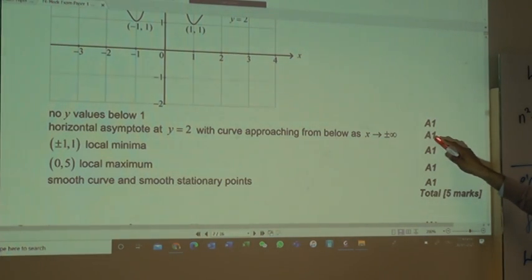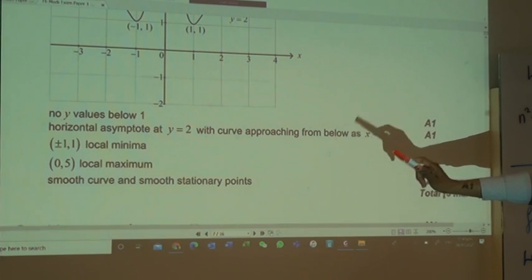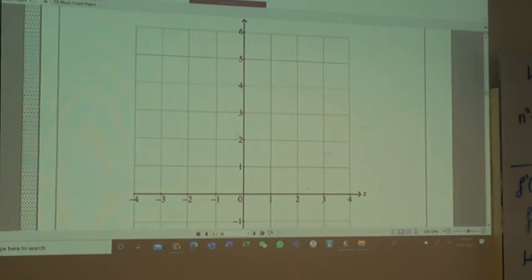If I see the asymptote, another 1 point. If you show the 2 local minima points, you deserve another 1. If your turning point is seen at the top, the maximum one at the top, get another 1 point. If you take note of the fact that this is a curve, and you're not just drawing a line or something not so nice, you don't deserve the last one. This last point is for a smooth curve and smooth stationary point. 5 points. Next one.